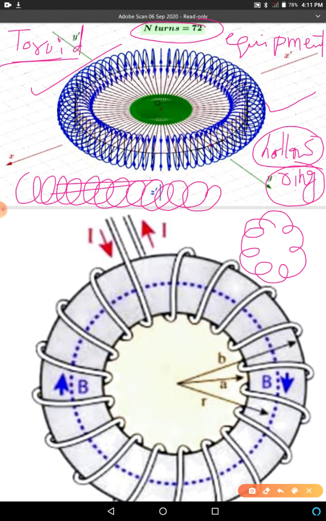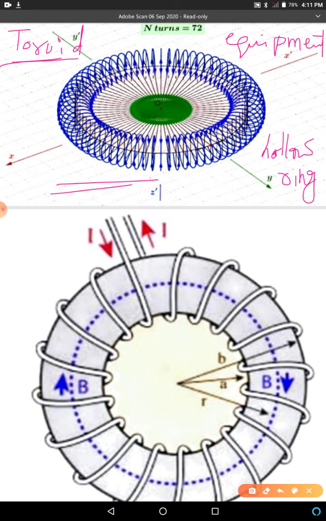Toroid is a solenoid which has been bent into a circular shape. So what is toroid? Toroid is a solenoid, but it is bent into a circular shape. That is called a toroid. Both toroid and solenoids produce a strong magnetic field.